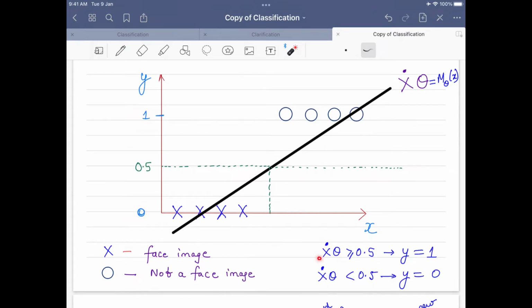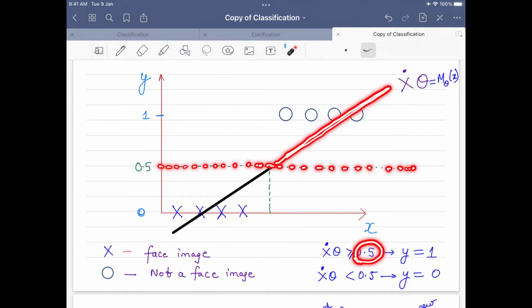So if I say that x dot theta is greater than 0.5, that means you are focusing on these points. This 0.5 is nothing but a horizontal line like this. All the values of x dot theta which are greater than 0.5 are these points on this line which are greater than 0.5.